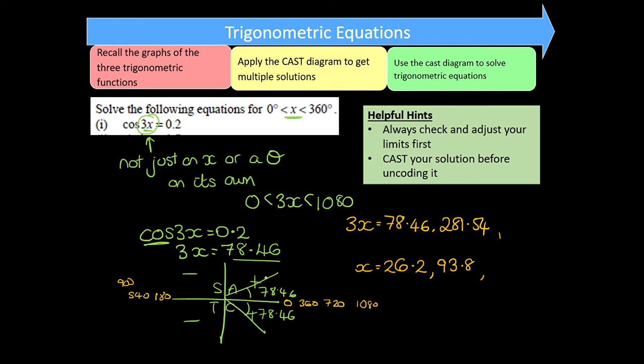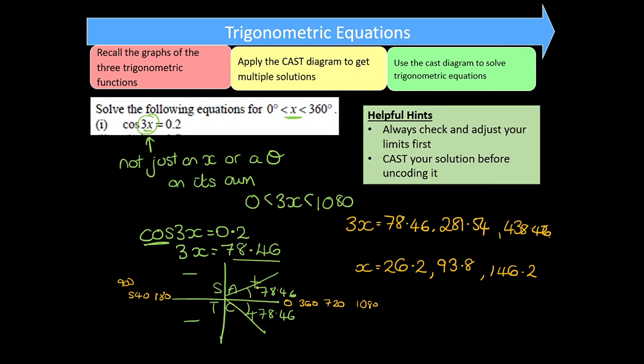So I've got 360 plus 78.46. So hopefully you're doing this on your calculator as well to make sure you get the right answers. And I'm going to divide that by 3 to give me 146.2. So I've now spun round once.